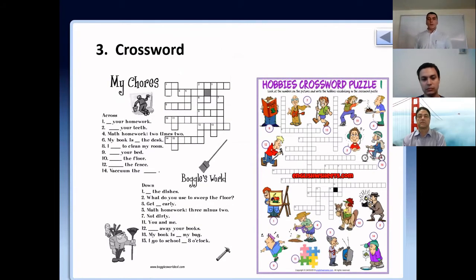As you see, the one on the left has text clues, actually combined with a sort of fill in the gap as well. And the one on the right has picture clues. So yes, crosswords, very good.